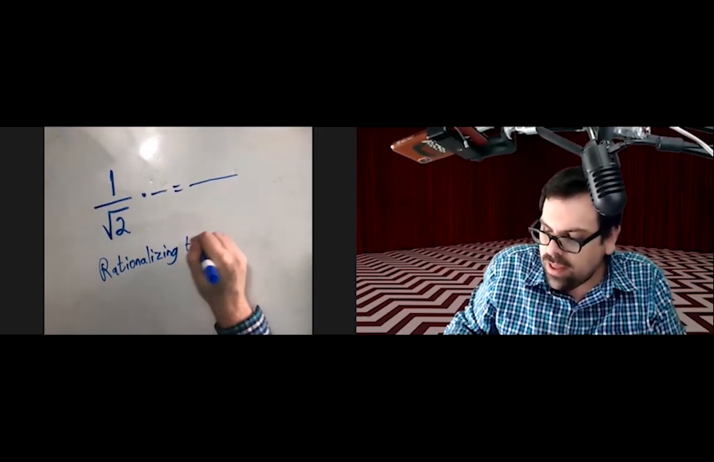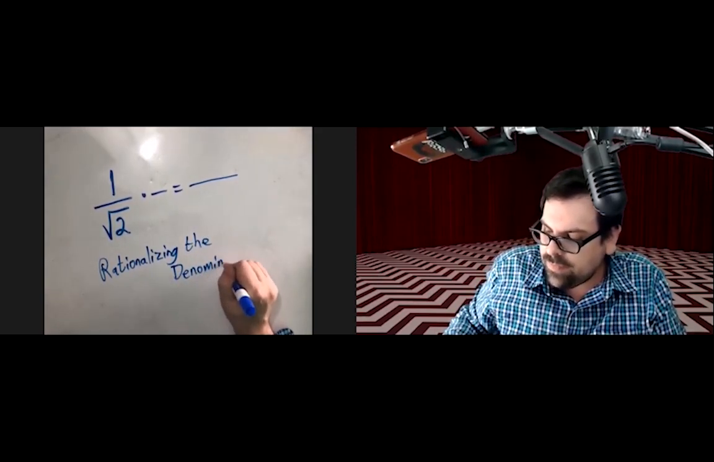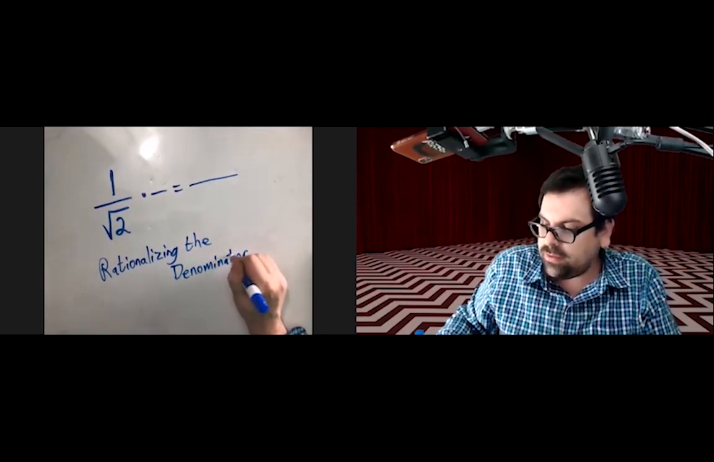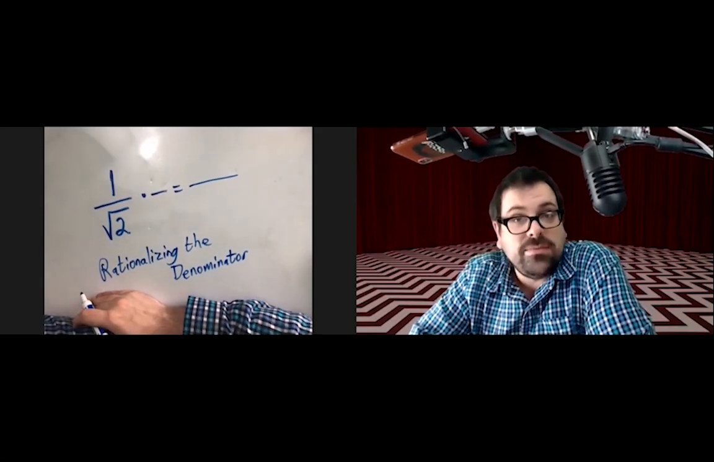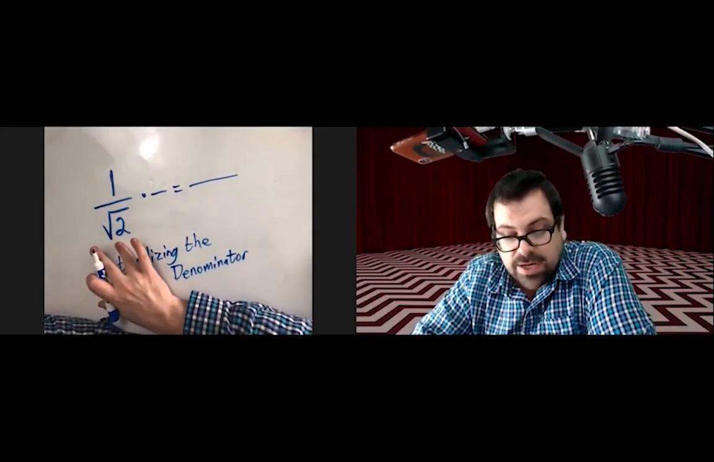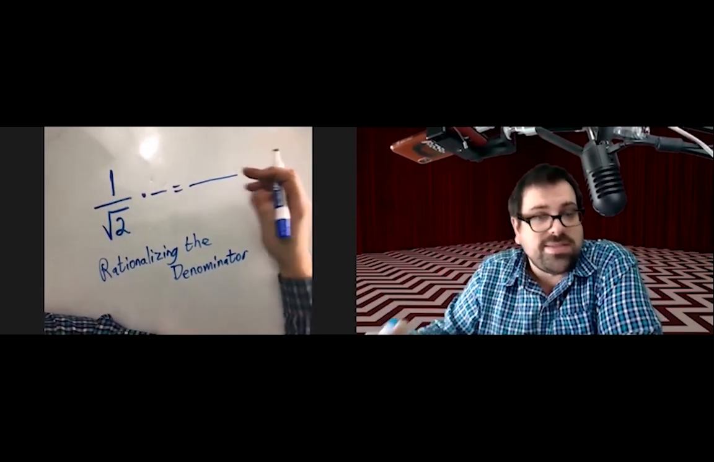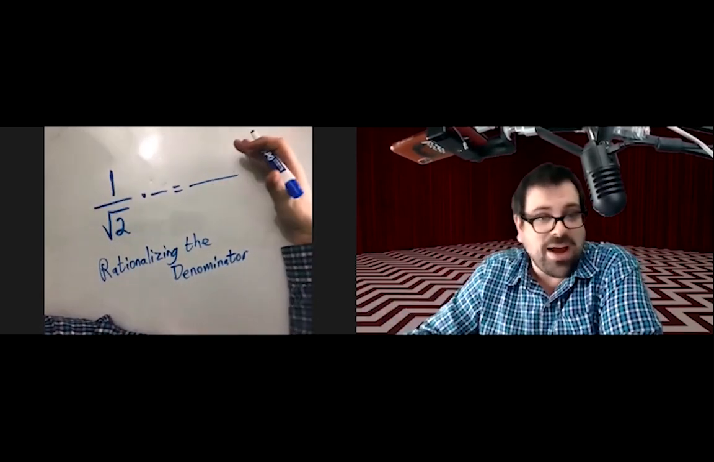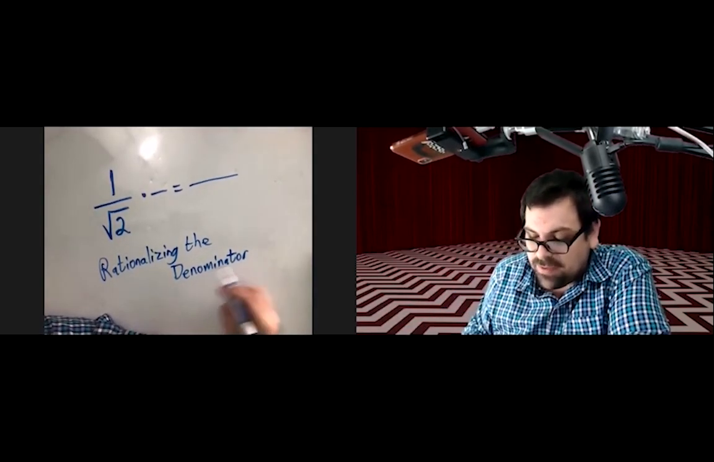wait for it, the denominator. Wow. Rationalizing because we're turning something irrational into something rational. Not the whole thing. It still has a radical. It's still going to be irrational overall. But what will be rational is the denominator. Right now, it's not.